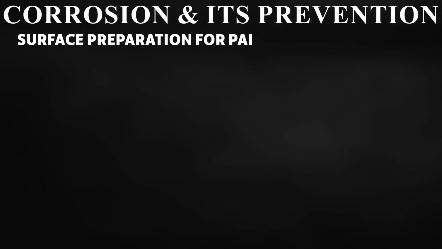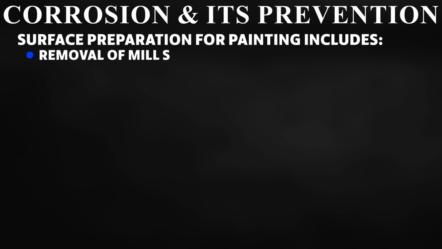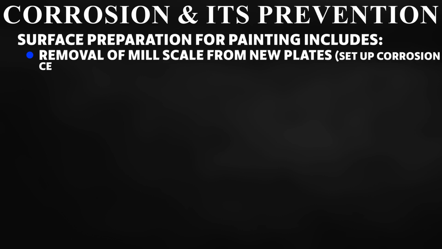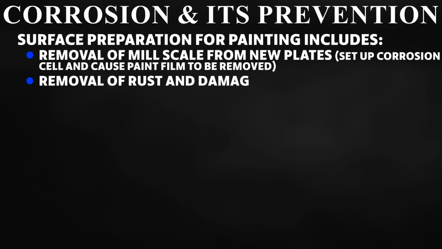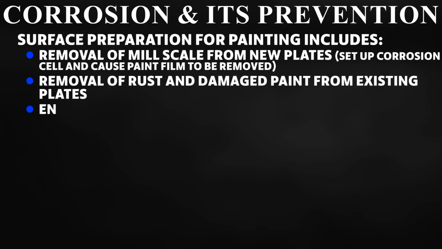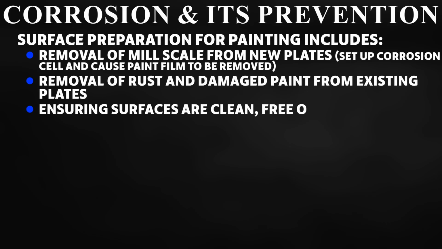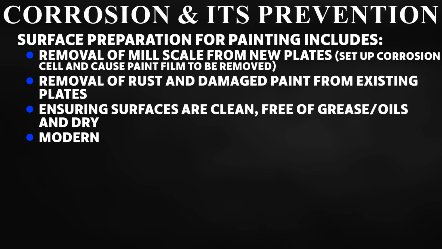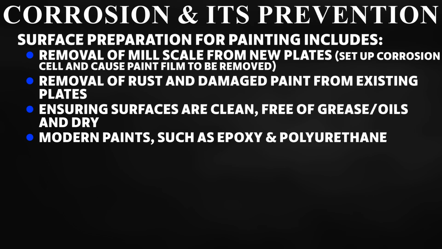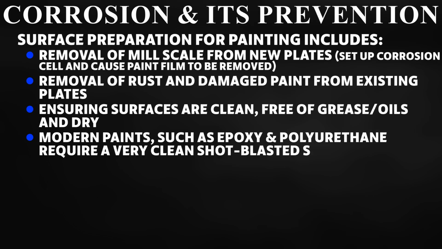Surface preparation for painting includes removal of mill scale from new plates, which would set up a corrosion cell and cause the paint film to be removed, removal of rust and damaged paint from existing plates, and ensuring surfaces are clean, free of grease and oils, and dry. Modern paints, such as epoxy and polyurethane, require a very clean shot-blasted surface.